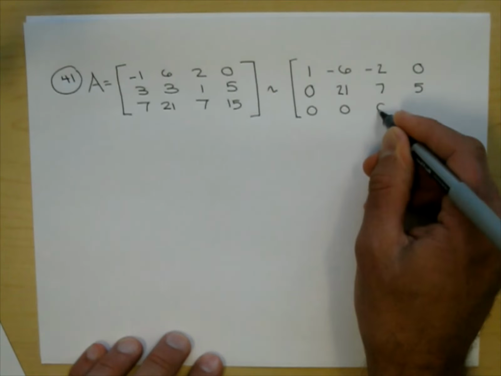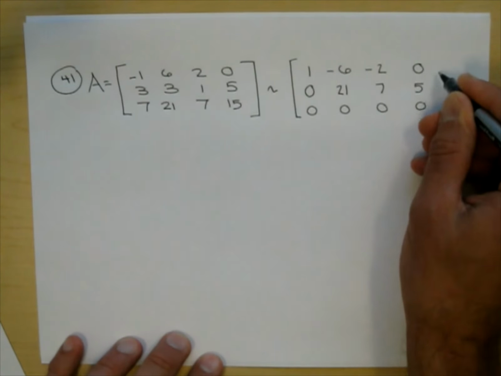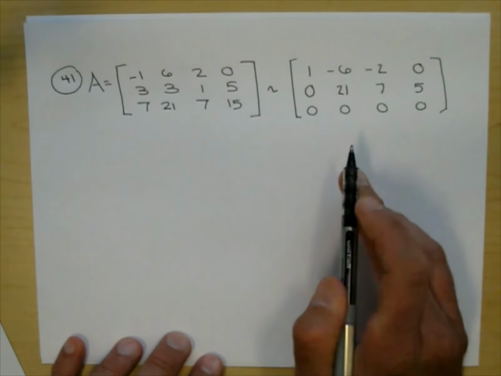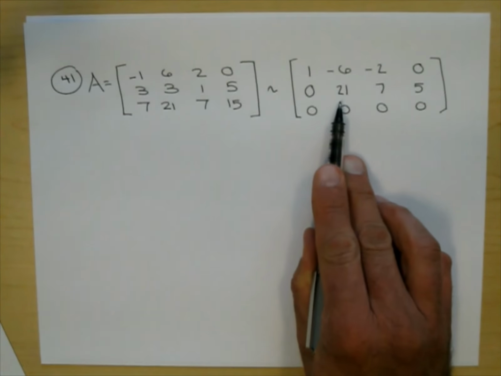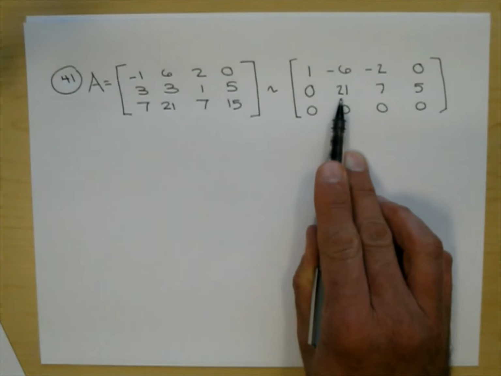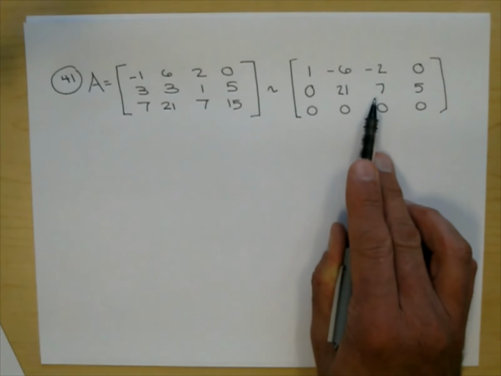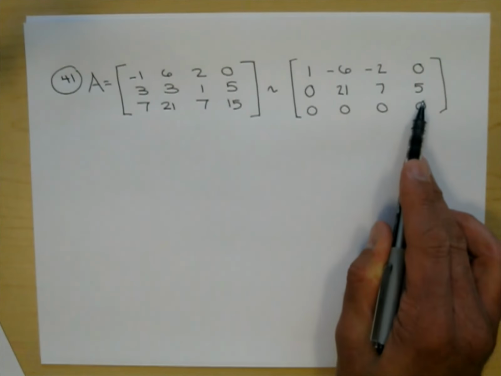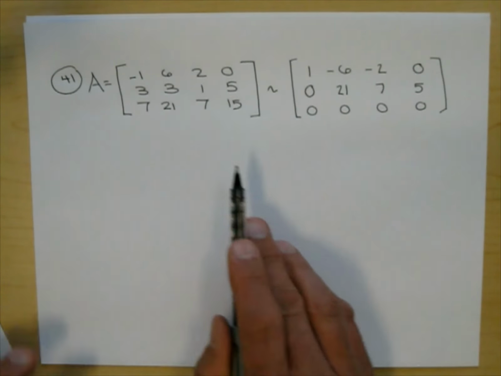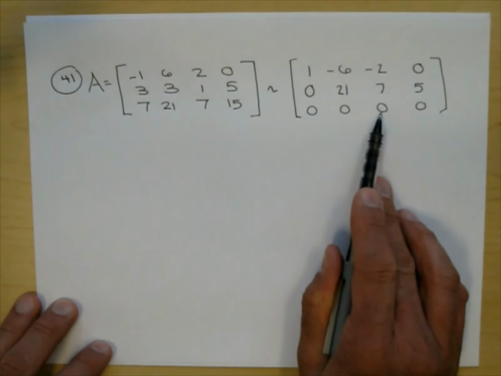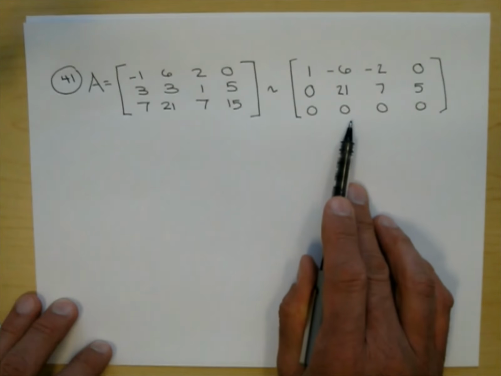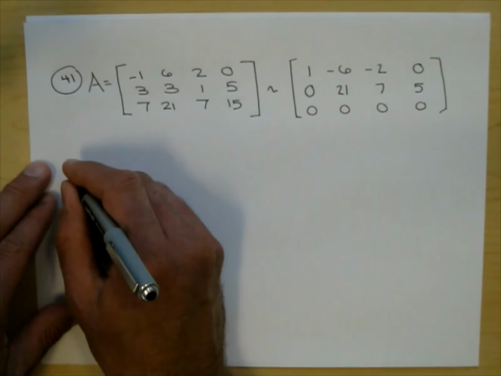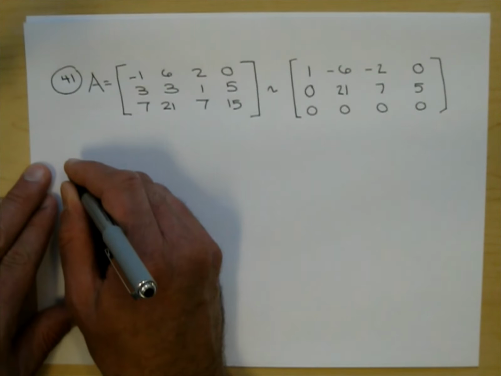Now, is this matrix in row echelon form? No. I didn't want to put it in row echelon form because I didn't want to put a 1 there, because if I had put a 1 there, I would have to put 7 over 21, which would be 1/3 there, and then 5 over 21, which would look like a mess. So here is the matrix. It's reduced. Let's go ahead and do the questions that they asked us to do.